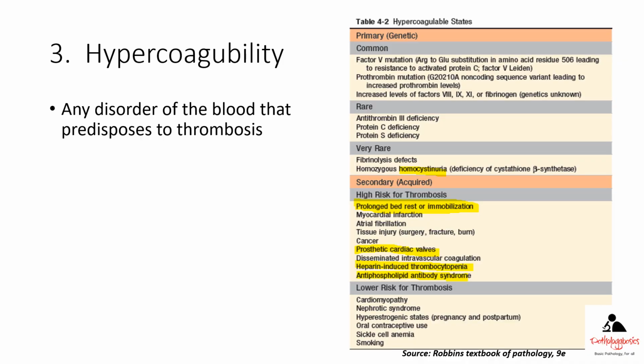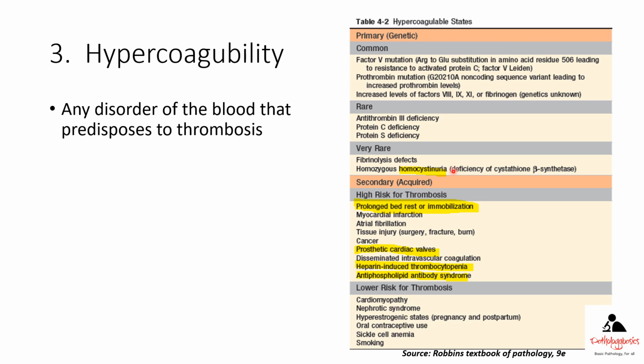Third factor in Virchow's triad was hypercoagulability. So hypercoagulable state can be various. It's primarily genetic, and the most common cause is homocystinuria. This is an emerging concept that increased homocysteine in blood can lead to thrombosis.